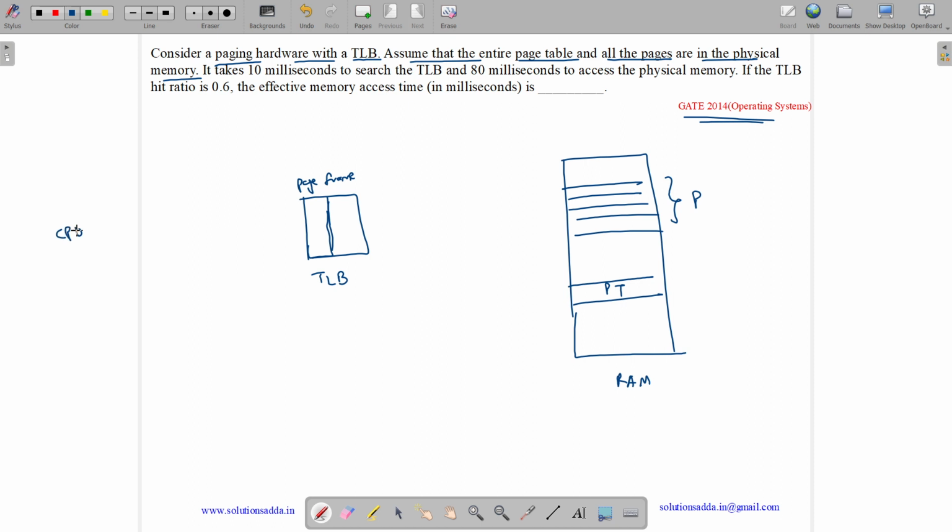Now this is our CPU. The CPU generates a logical address. So it has a page number and a page offset.